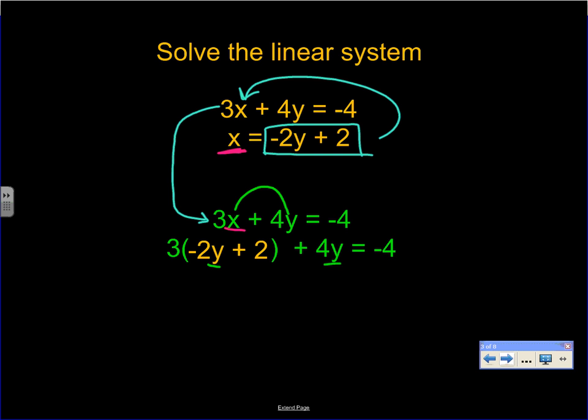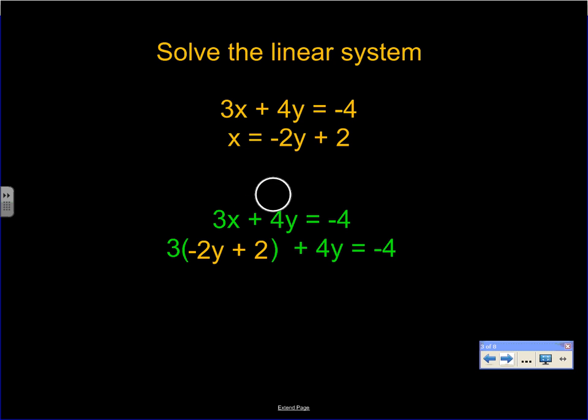Are you sure? No x? No x is a good thing because y and y are like terms. Now you can solve this out for y, and then you'll plug it back in and solve for x. Oh, let me get rid of some of this stuff here so we can do our work.